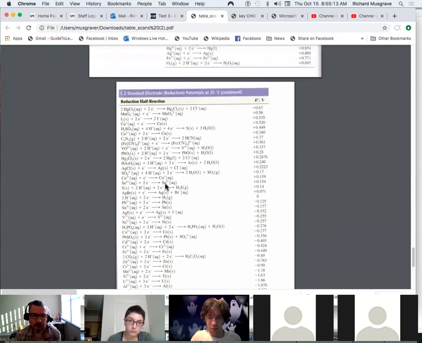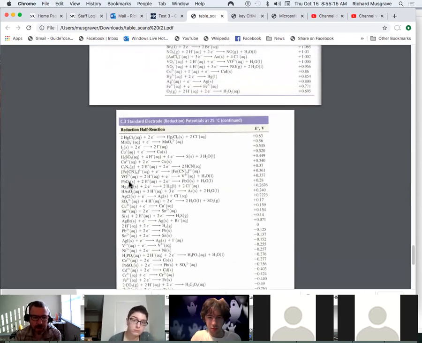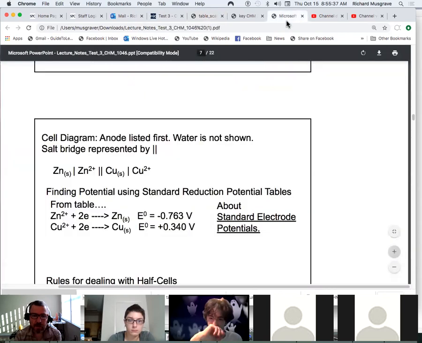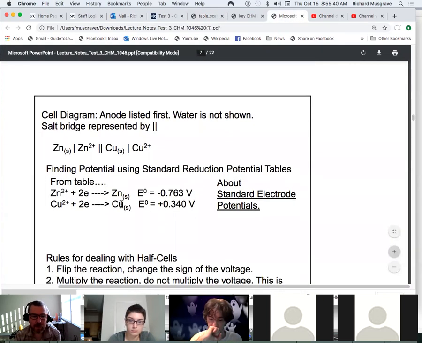Now I've got to be a little bit careful here because there's one up here that involves copper 2+ and copper+, but that's not the one we're talking about. This one here is copper+ and copper solid. That's not what we're talking about either. It's this one here that goes from copper 2+ to copper solid, and that has positive 0.340 volts. So what I'm doing over here is I'm writing down those reactions from the reduction potential table.